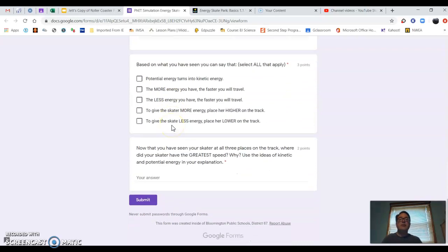Then right here it says, based on what you've seen, you can say that, and notice right here, select all that apply. Okay, there's going to be multiple answers for this one, so please read carefully, look at your answers at the top, and then make what do you think are the right answers here. There's going to be more than one, multiple answers.